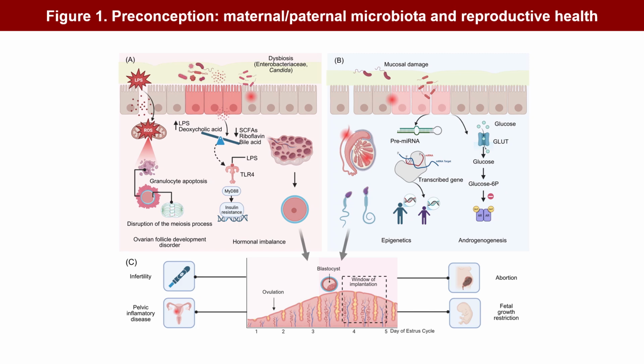Figure 1. The maternal gut and vaginal microbiota shape endocrine balance, inflammation, and the implantation environment. Paternal microbiota may also contribute to offspring risk through sperm quality and epigenetic changes.